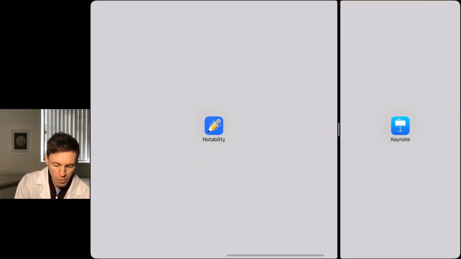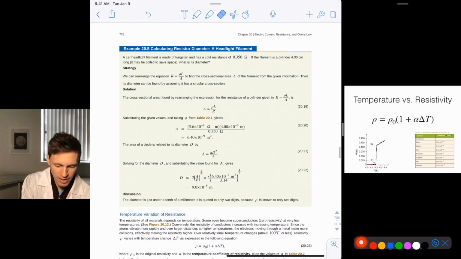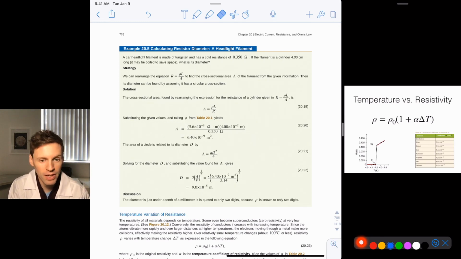So before I move on to that, there's an example here. It says a car filament is made out of tungsten, which has a resistance of 0.35 ohms. If the filament is a cylinder this long, what is its diameter? Okay, so we want to figure out the area so that we can figure out the radius, then we can multiply by 2 to get the diameter.